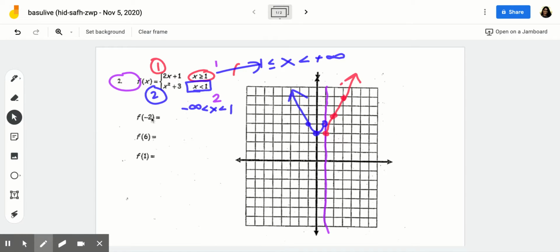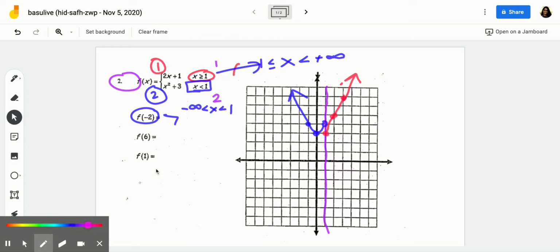All right, most students didn't have any trouble plugging this in. -2 goes with the second piece. -2 squared is 4, 4 plus 3 is 7. So this should actually be at the point 7 if I graphed it correctly. 6 is greater than or equal to 1.